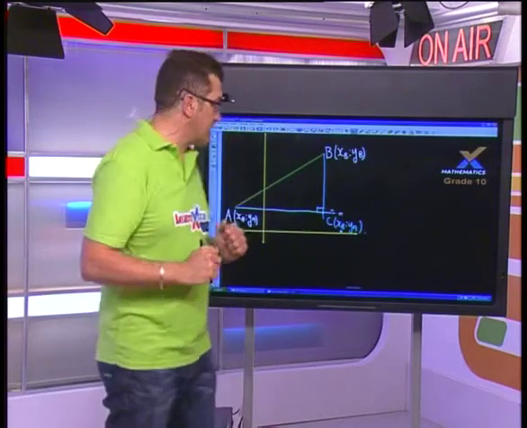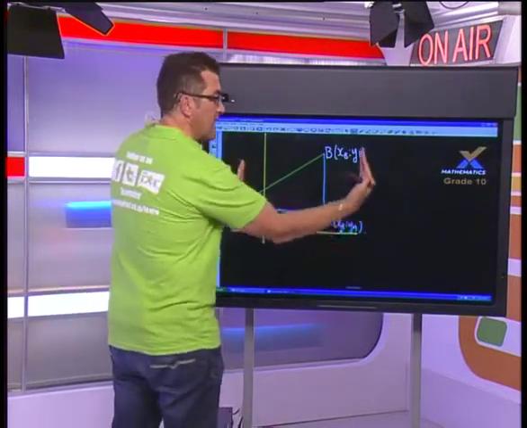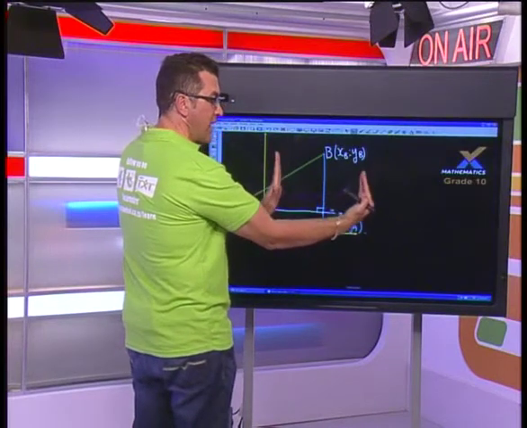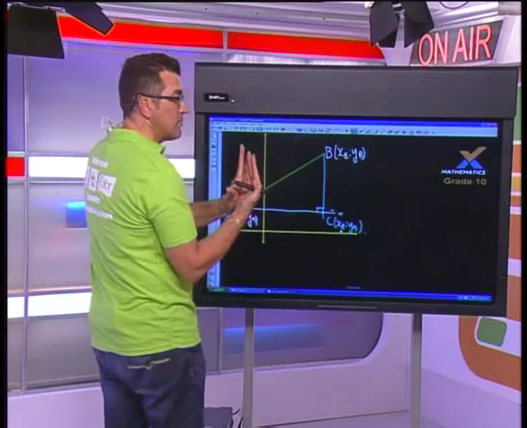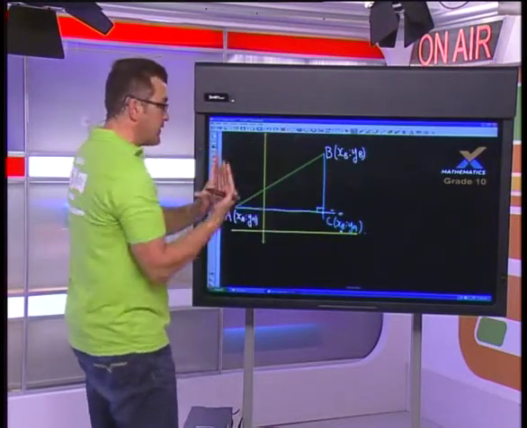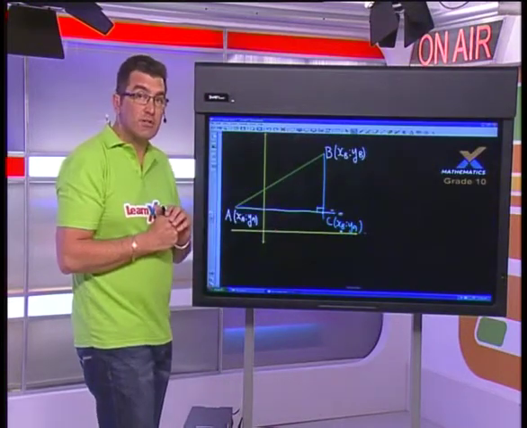Now the same for the x values. If the x value over there is 10 and this x value is 5, we say it's the larger x value minus the smaller x value, which gives us the distance or the length of the horizontal line.